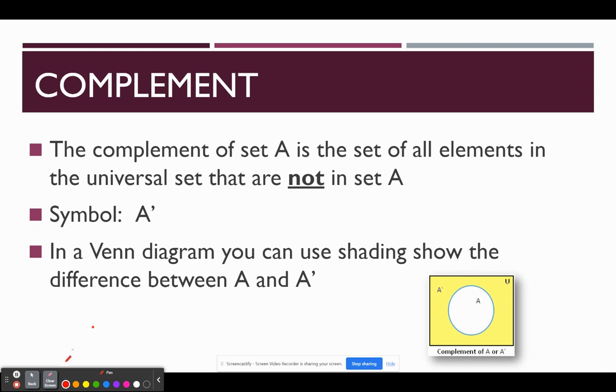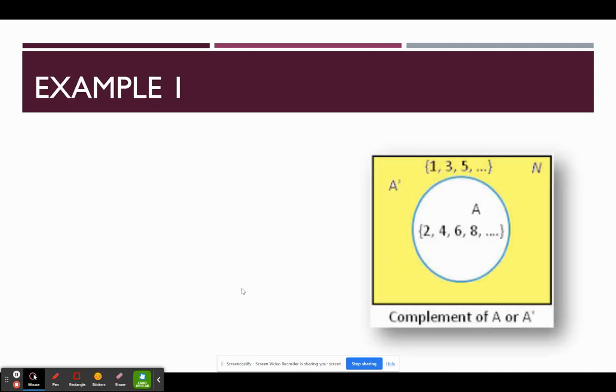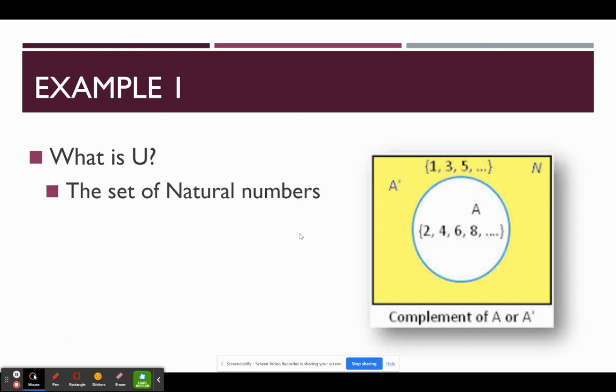Let's keep moving. So here's example number 1. In example 1, you can see we've got this diagram here. We've got an area shaded on the outside and a set represented on the inside. For this example, first question is, what is the universal set? What are we looking at here? Well, as you can see, we're looking at all the natural numbers. That's what that little N means. All the natural numbers. Next question, what is set A?